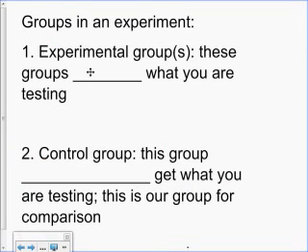So once you've figured out what your variables are for the experiment, then you're going to go ahead and set up your groups. And there's 2 different types of groups you can have for an experiment. The first is the experimental group, and the second is a control group. Now the experimental group is going to get whatever you are testing. Flip side, the control group will not get what you're testing. And the control group is going to act as our comparison.